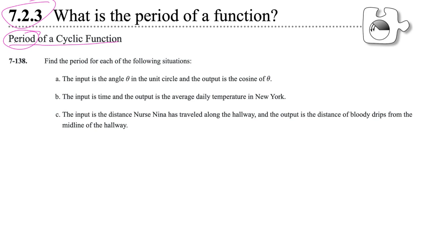We'll start with question number 138. The input is angle theta in the unit circle, and the output is the cosine of theta. So if I think about that, I'm just talking about the input. Well, that's just the unit circle, and the output is the cosine. So I'm just really talking about the cosine graph. So the cosine graph would be like this. It would start at 1 because the cosine starts here. Then as it moves through here, it gets down to 0.